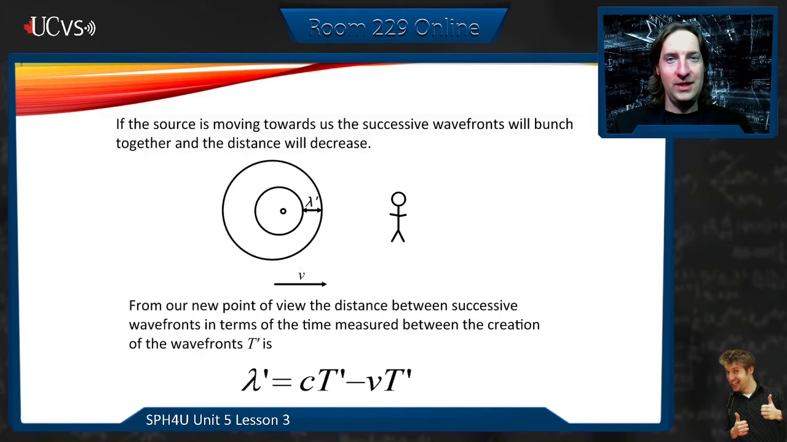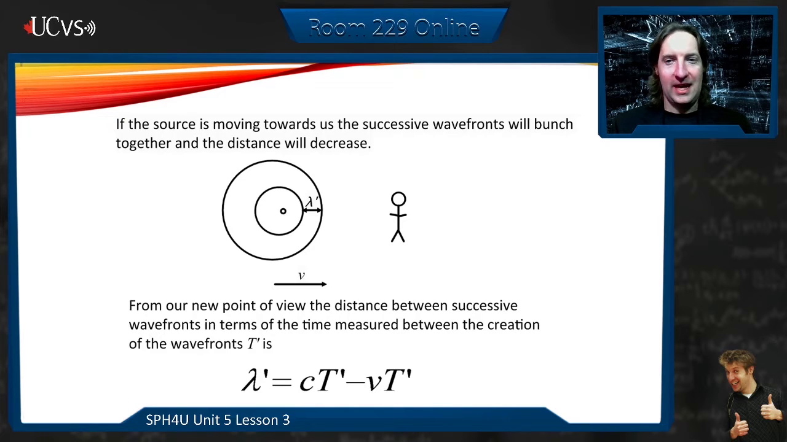Now, if it's moving towards us, that rest frame time is no longer valid. We're going to have to apply a new time, right? A new interval instead of the period of going up and down. It's going to be T prime, which is our time dilated version.